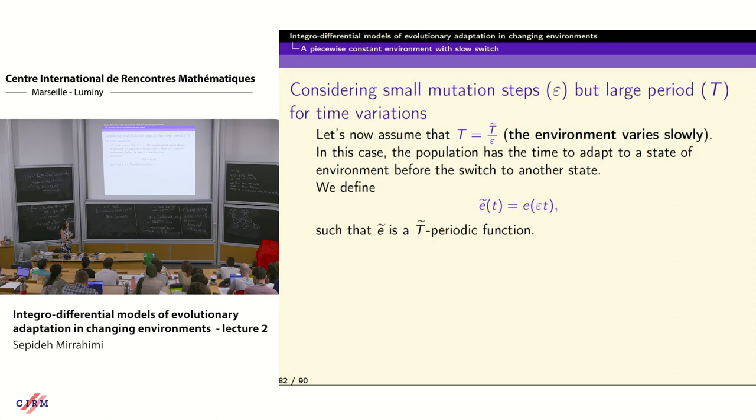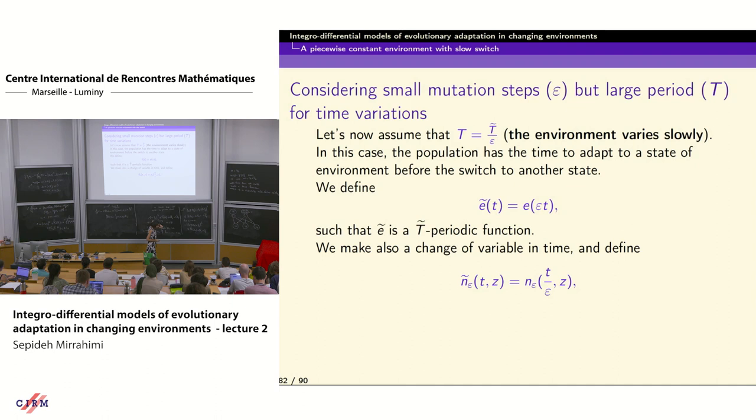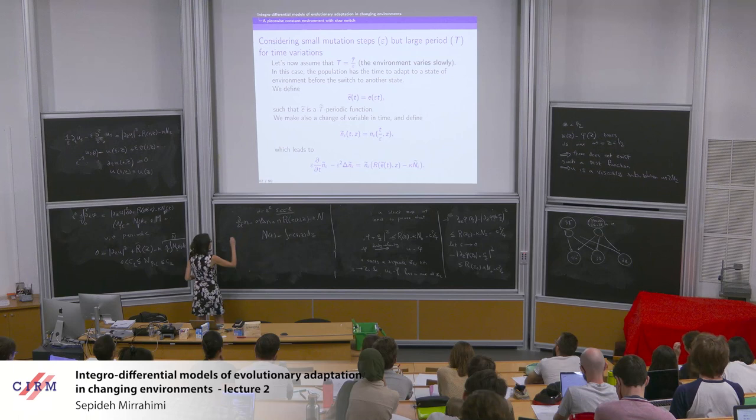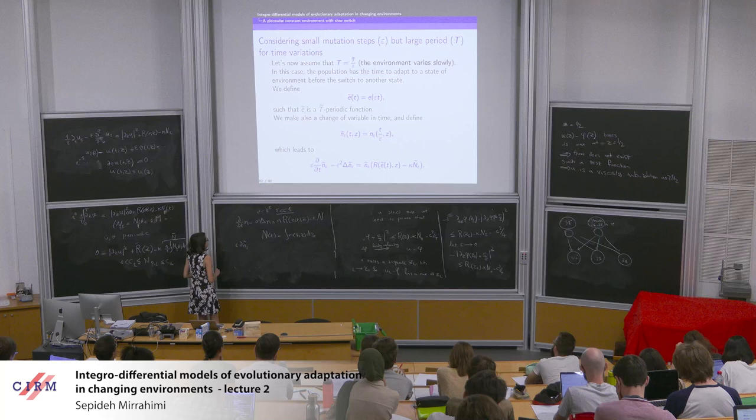And we also change the scale of time. We replace t by t over epsilon to follow the evolutionary dynamics of the population. And this will give us this equation on this renormalized function, which is called n epsilon tilde, which is given by this equation.